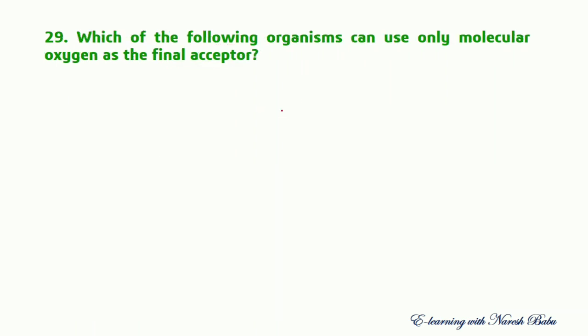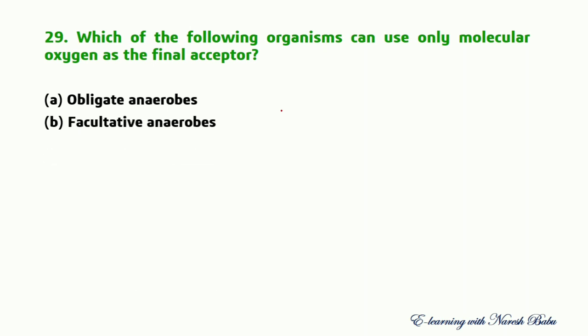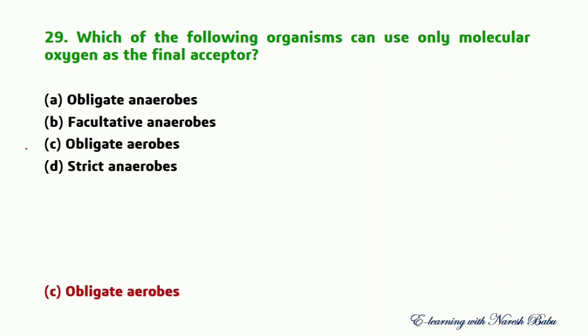Next question, which of the following organisms can use only molecular oxygen as the final acceptor? The options are obligate anaerobes, facultative anaerobes, obligate aerobes and strict aerobes. Among these, the obligate aerobes use only molecular oxygen as the final acceptor. That is obligate aerobes.